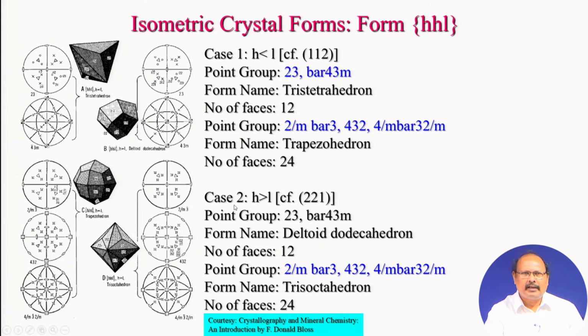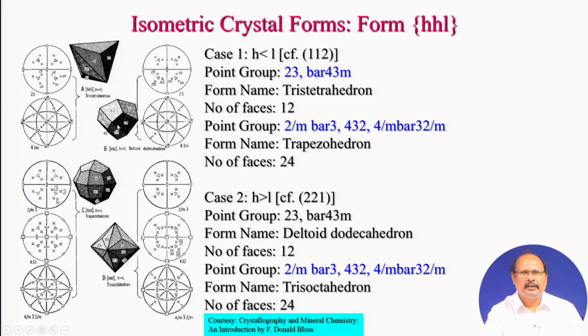Now, if you have a case where h is greater than l, so your starting face you can consider 211, and if you consider 23 and bar 4 3 m as we saw here, what will you have? The same thing: the same set of open circles in these 2 quadrants and crosses in these 2 quadrants. Again you have a set of 12 faces. This we call the deltoid dodecahedron. So, 12 faces. In case of the dodecahedron the faces were rhombic, but this face is such that we call it a deltoid dodecahedron.